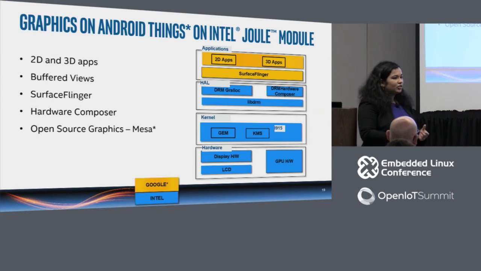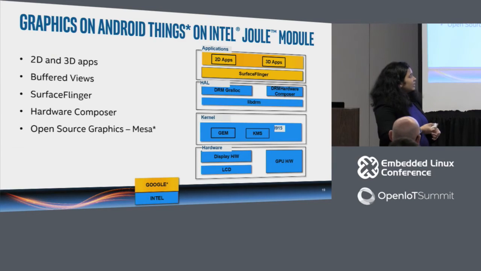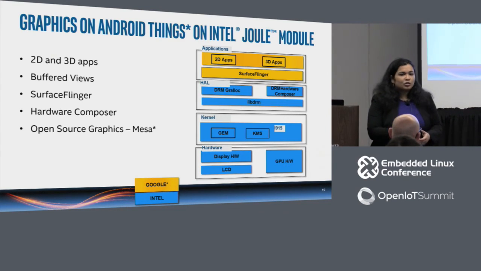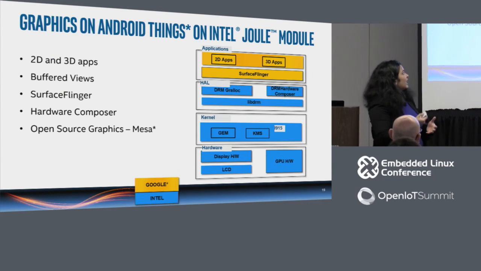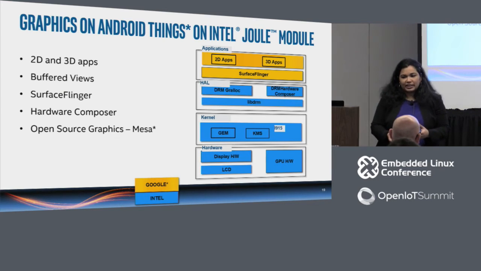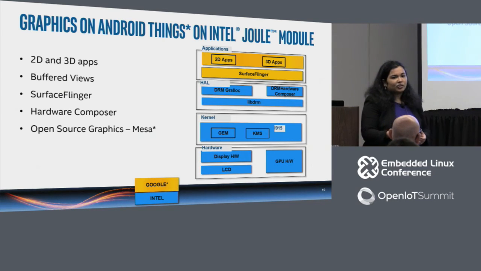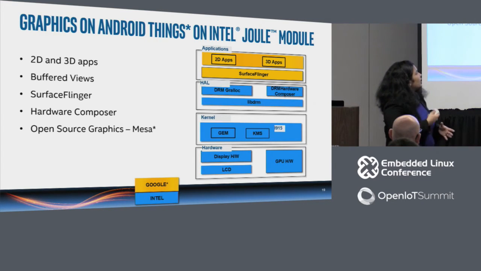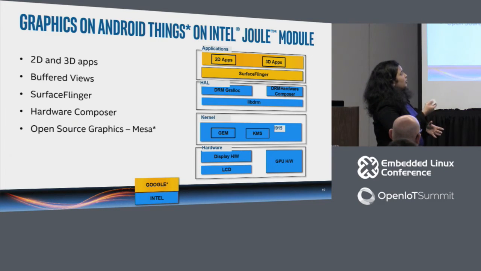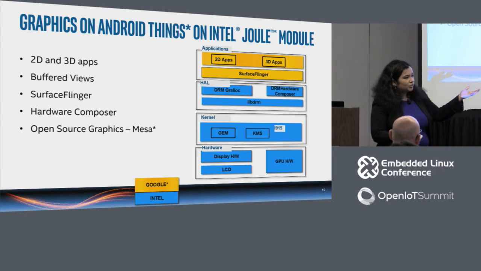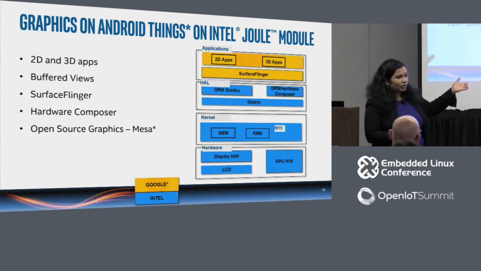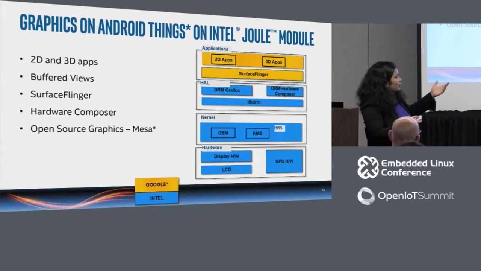With the introduction of the Java API framework, also came the enablement of the graphics stack on Android Things. So the graphics stack for Android Things from the AOSP perspective is exactly the same as it would be for Android. On the Joule module, we have enabled both 2D and 3D apps. Following the same protocol, all of the blocks in blue are those which would be implemented by Intel, and all of the ones in orange are from Google.